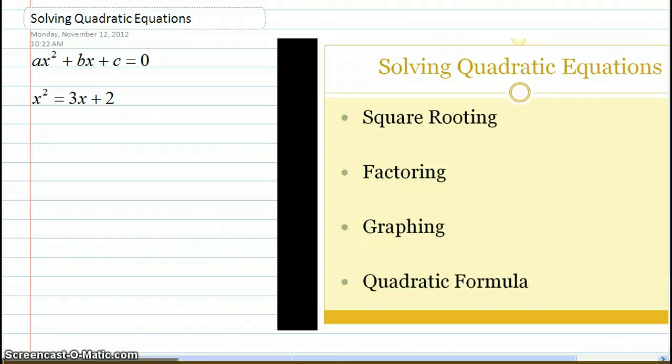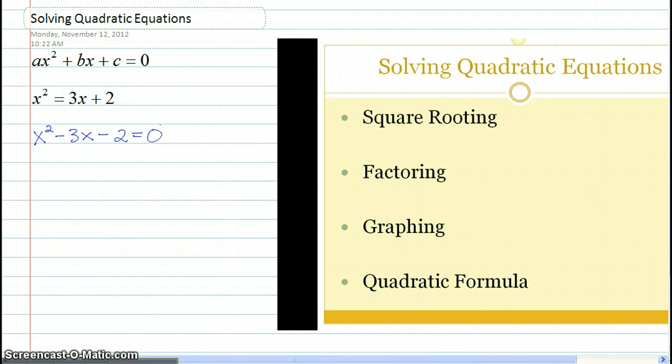Learning how to solve quadratic equations. Again, whenever you solve quadratic equations, you want to make sure that it equals 0. This one does. We have 4 methods. The first method says square rooting. You can only use square rooting if there's not a bx term. Perfect, there's not a bx term.